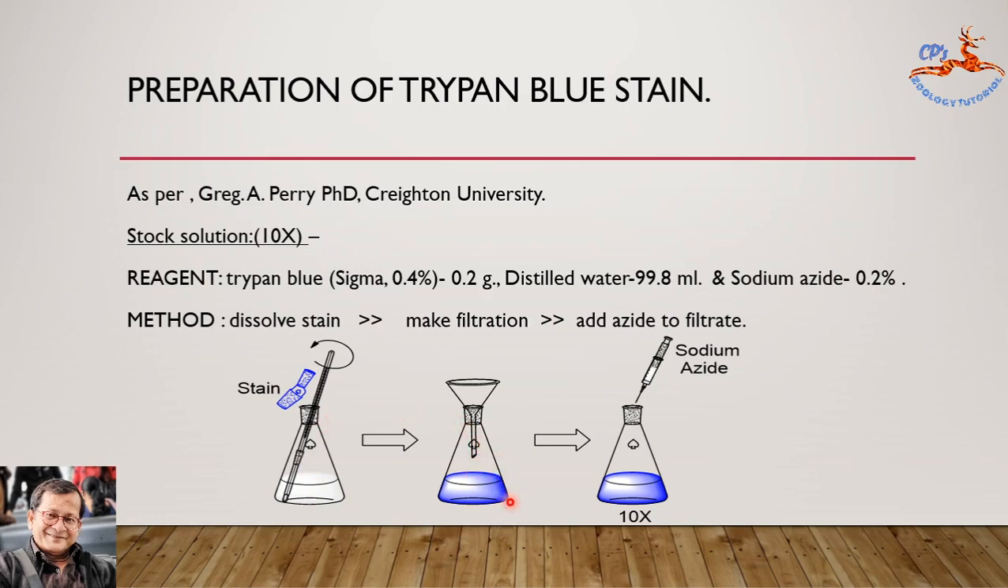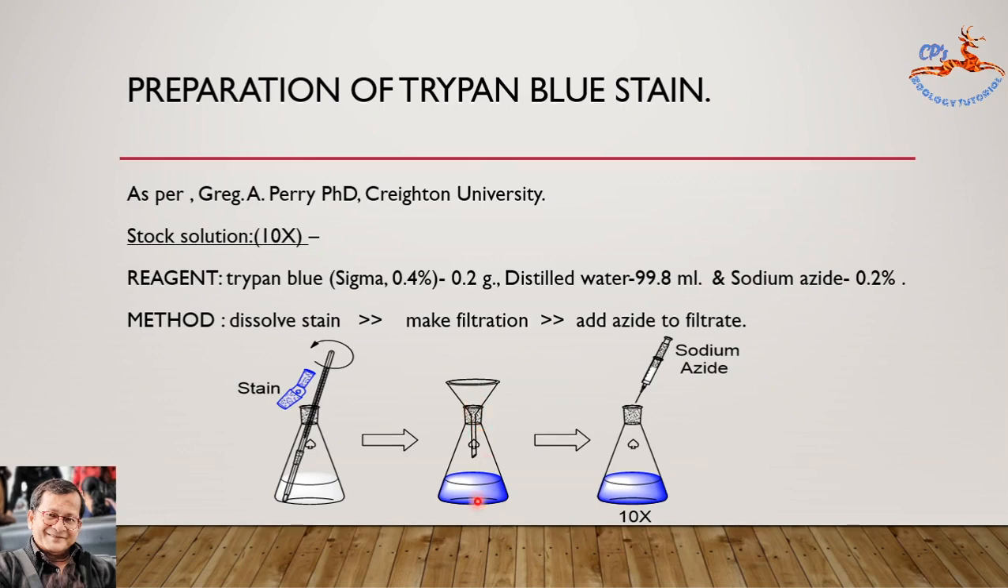So a second conical flask is taken and the filtrate is collected using a 0.2 micron filter paper. Any type of filter paper you can use, otherwise number one Whatman paper may also be used. Filtration is done to remove the sediments.